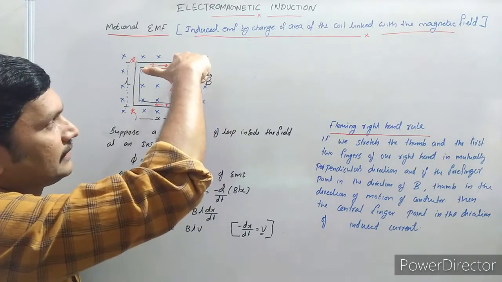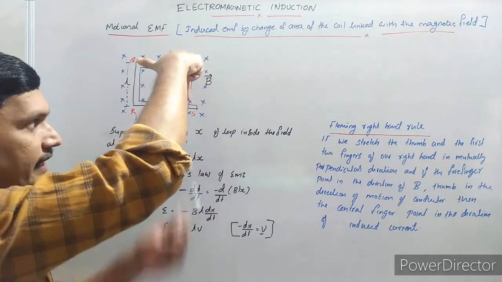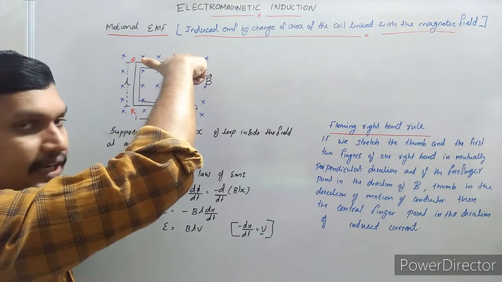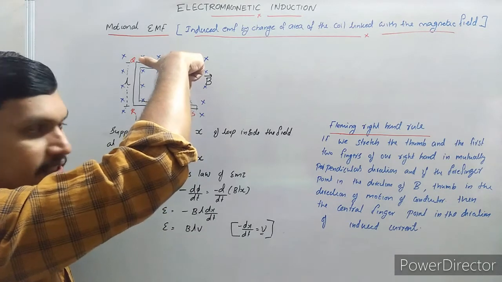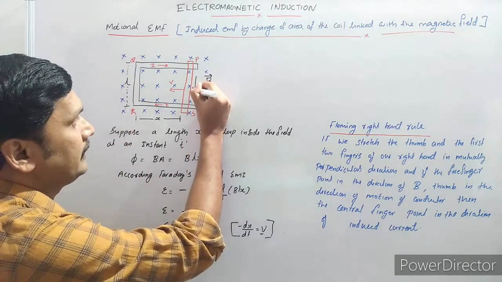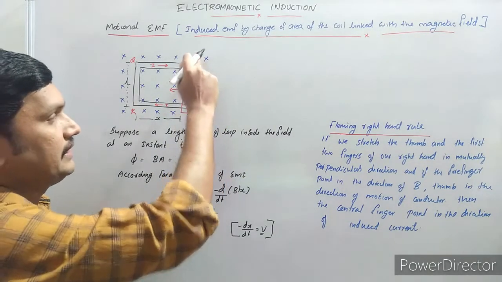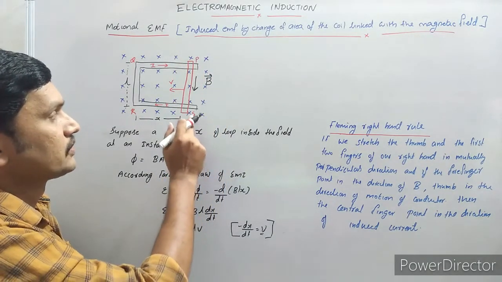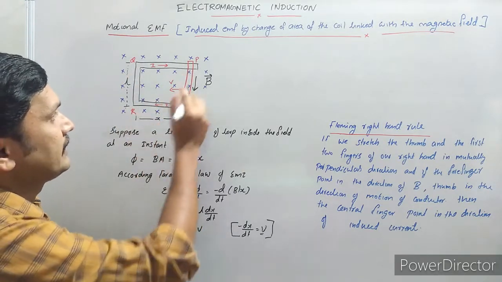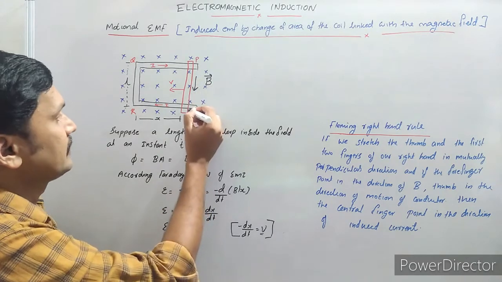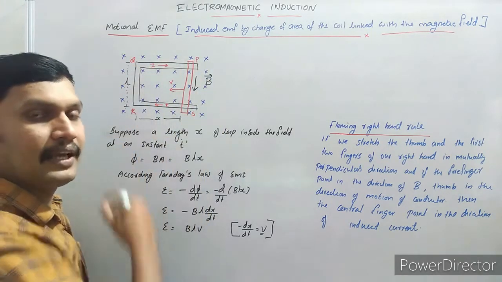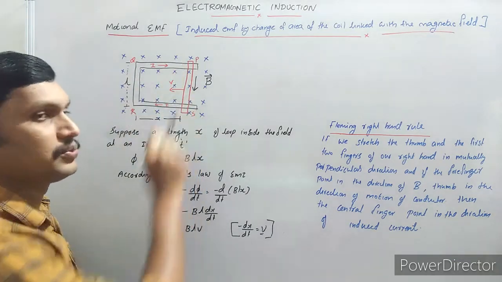Now you can see that the middle finger is in the downward direction, that is from P to S. In this situation, it is in the downward direction, that is from P to S. So that's the direction of current. We can say that in this frame, the current is flowing from P to S, S to R, R to Q and Q to P, in the clockwise direction. A current is flowing through this rectangular frame.